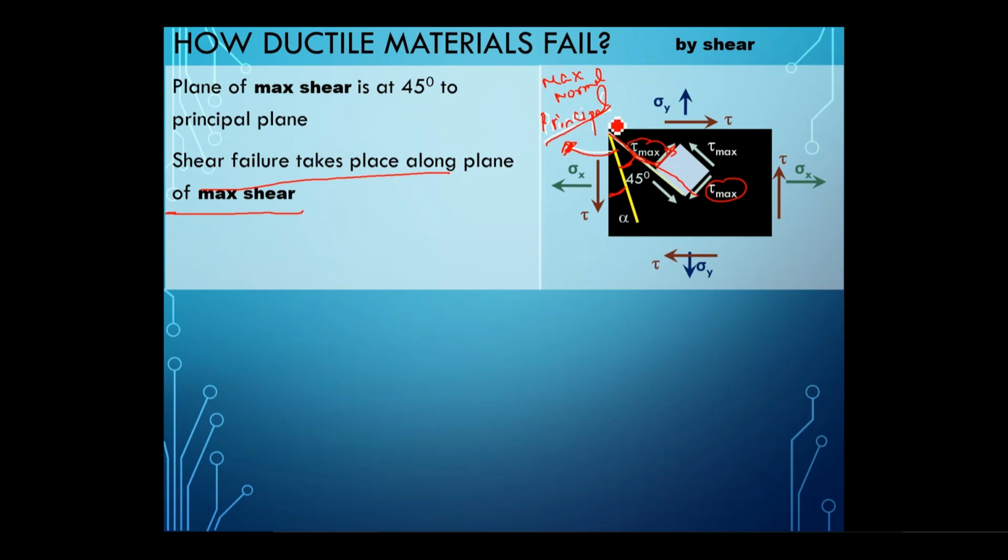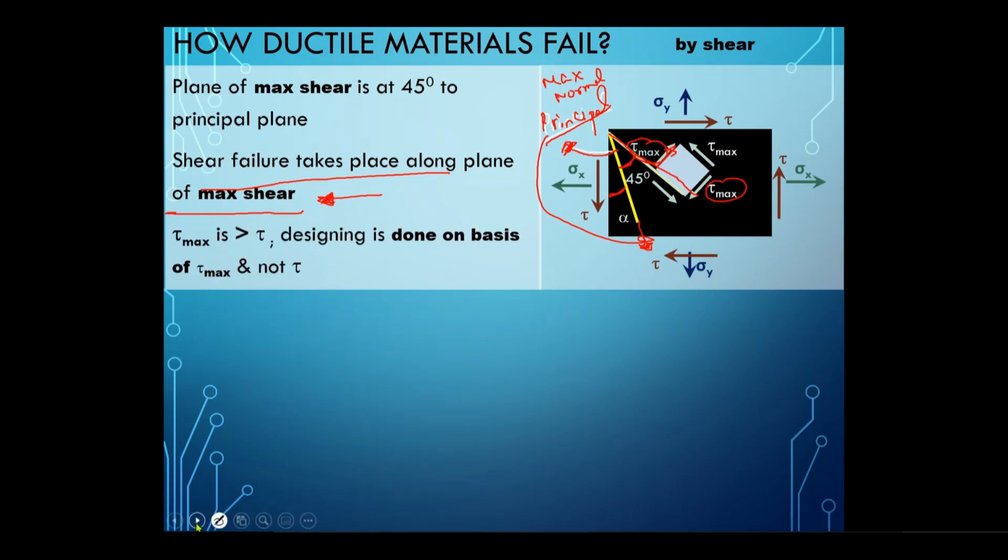Where did brittle materials fail? They used to fail along the plane of maximum normal stress, the plane which is known as the principal plane. And where do ductile materials fail? They fail along the maximum shear planes, the planes at which the maximum shear force is acting.